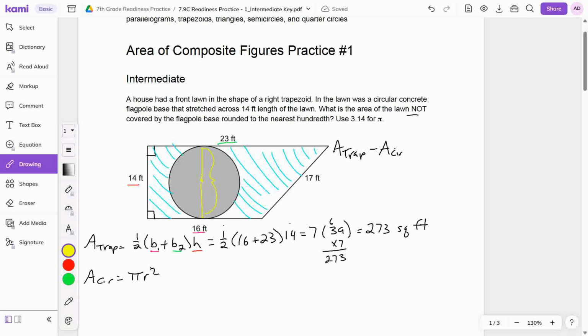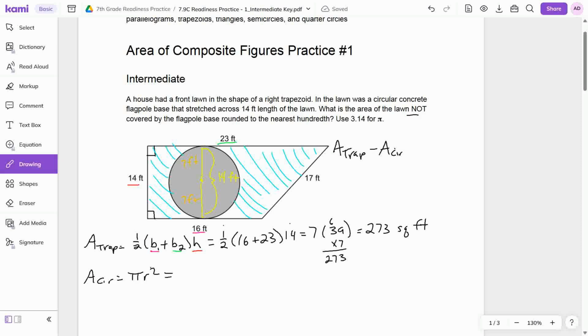Well, I already have that distance. That's 14 feet, which means my radius is going to be just half of that. And so half of that is going to be right here, 7 feet. So we could use the information already given to us, and we can say, all right, if the height of the trapezoid is 14 feet, and that is perpendicular to the two bases, the radius of that circle that stretches all the way across is going to be half of that, 7.